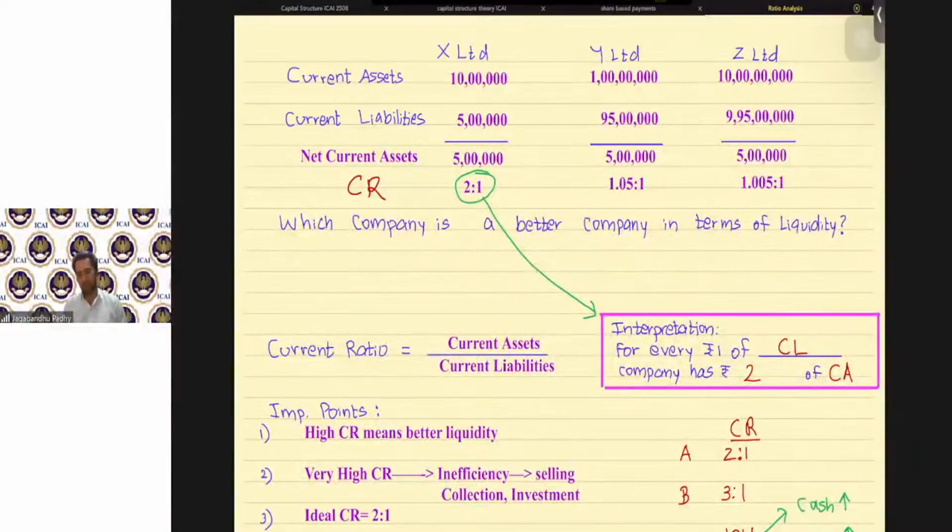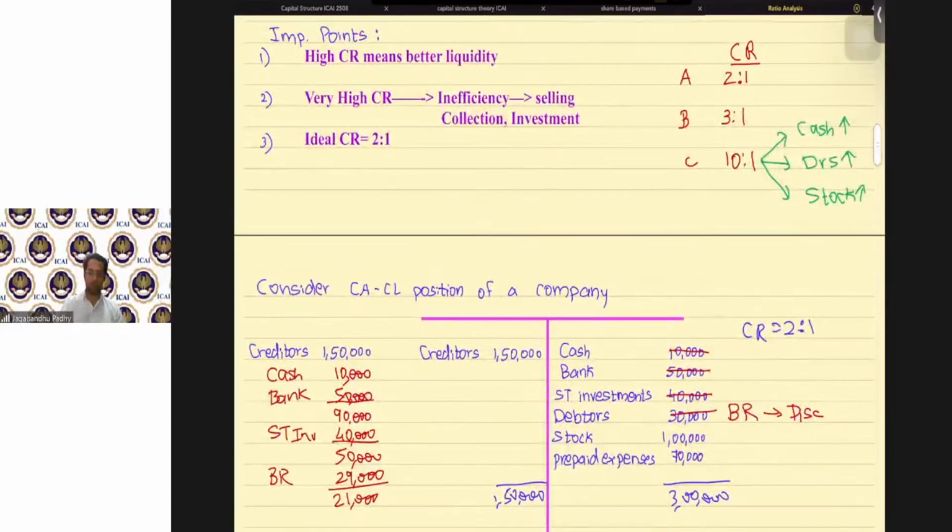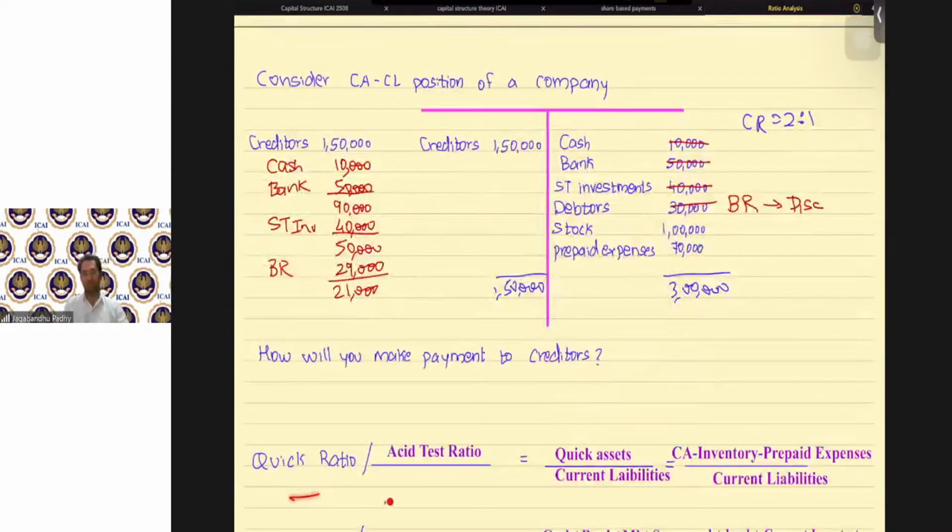Now we said that a higher current ratio indicates better liquidity. However, a very high current ratio is actually indicating some sort of inefficiency. Now, inefficiency in the form of selling, in the form of collection, in the form of investment. Okay, so ideally the current ratio should be 2:1. Then we found that in spite of having the ideal ratio as 2:1, sometimes it is quite possible we may not be able to honor our creditors. And for that reason, we computed another ratio called the quick ratio or acid test ratio.